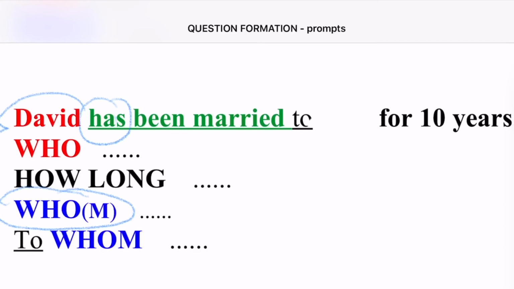We could also ask, to whom has David been married? Obviously, we would have to get rid of the to because we've put it in front. But it is really, really formal. Okay. So this was to make you notice that nowadays we usually say who also for the object, but we're really referring to whom.